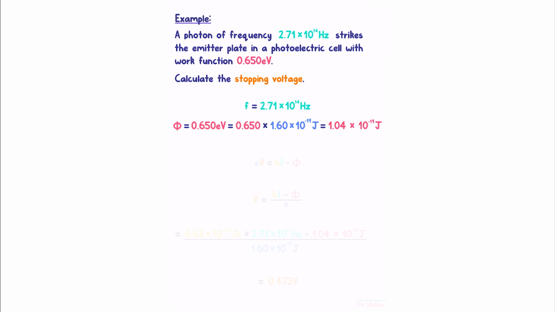At the stopping voltage, we know that the electric potential energy, which is equal to eV, is equal to the kinetic energy of the photoelectron, which is the photon energy minus the work function.